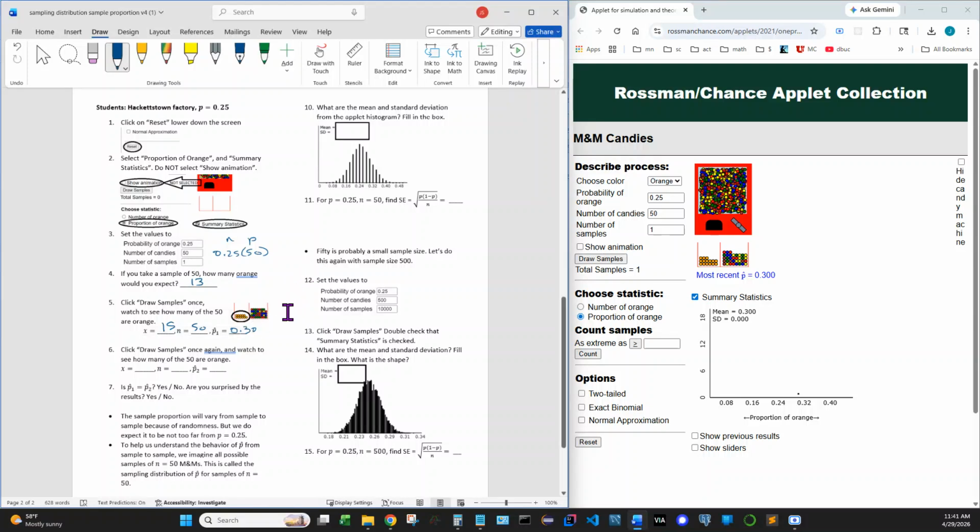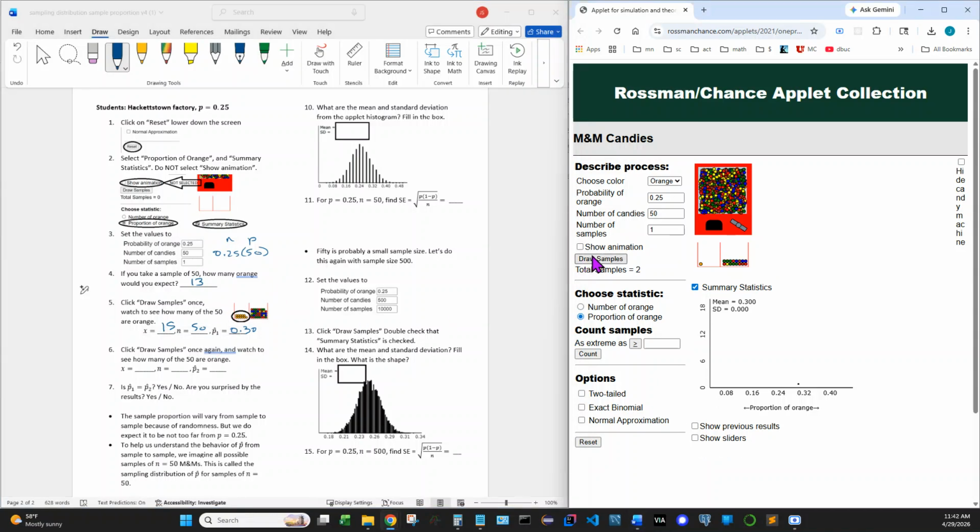Do we need to shut down the factory and recalibrate? No. The expected value is 13, but we know it's probably not going to be exactly 13 every time. It's going to bounce around a little bit. Let's do this again and see what we get on our second one here.